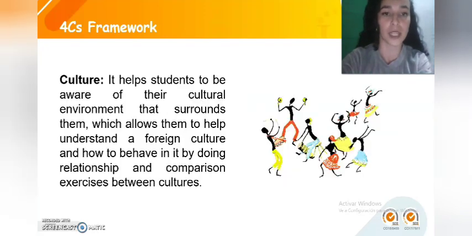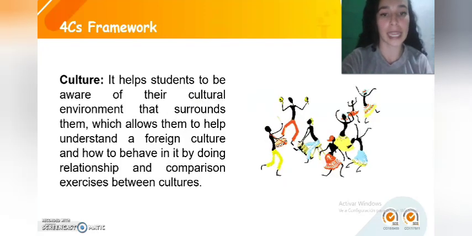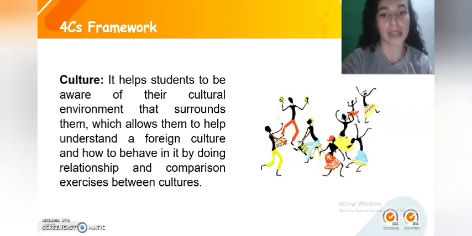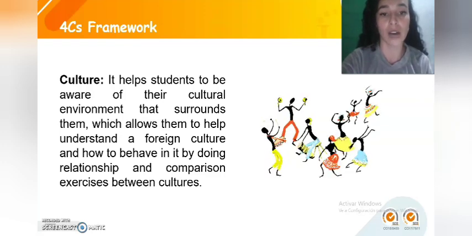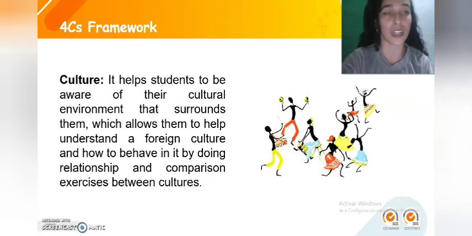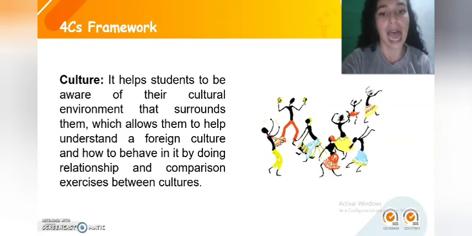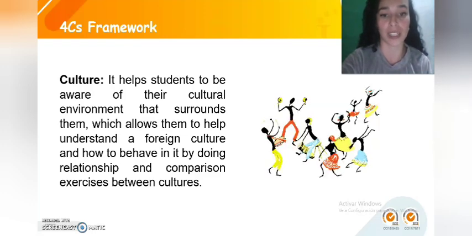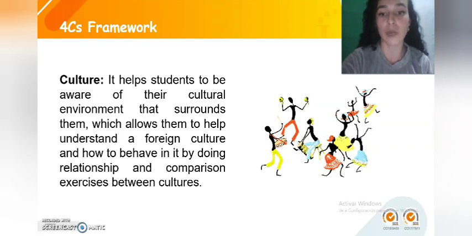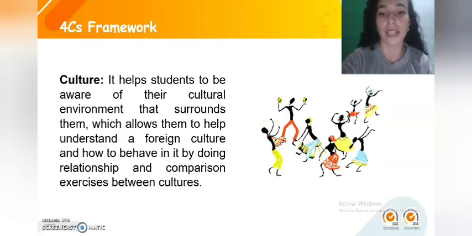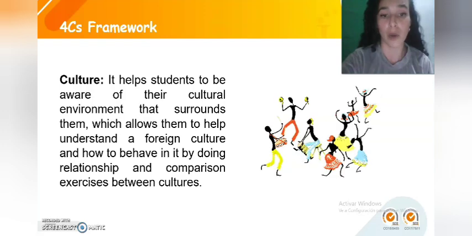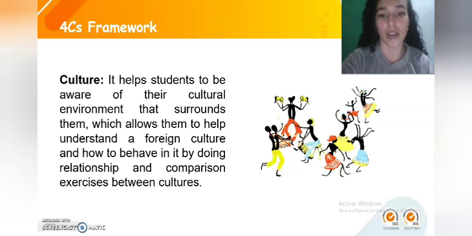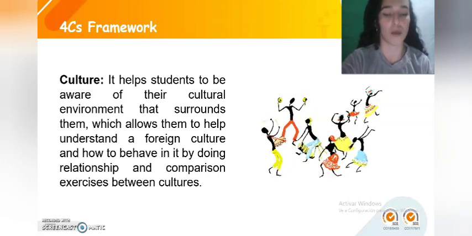The third is culture. It helps students to be aware of the cultural environment that surrounds them, which helps them understand a foreign language, a foreign culture, and how to behave in it through relationship and cooperation exercises between cultures. In this way, students tend to be more aware of reality, to relate language and culture, as well as to be more sociable.